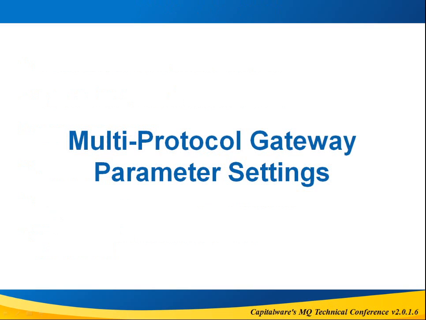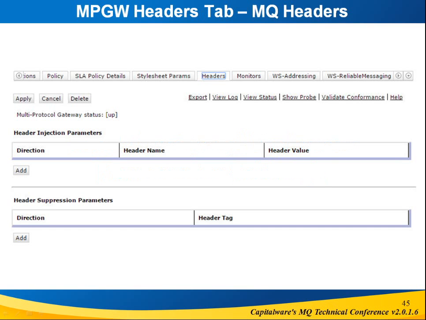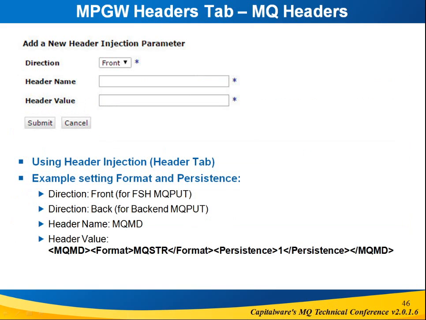Now, within the multi-protocol gateway itself, there are certain parameters that can be set that can control the way in which MQ is accessed and interfaced with. In particular, the headers tab is one area where you can have some control over what's going on. What you can do is inject headers into an MQ message, and you can either inject them going in from the front side handler, or you can inject them coming back from the back end. You choose front or back depending upon whether it's the front side or the back end that you're dealing with. You then choose the header name, and it's MQMD or MQRFH2 or whatever it might be.